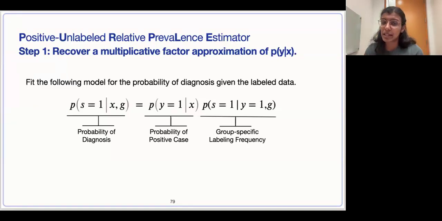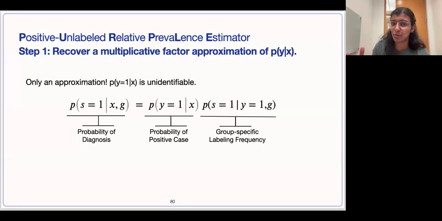So what these assumptions can give us is a probabilistic model of diagnosis. Basically, what we do in the paper is apply these assumptions to simplify this conditional probability on the left to equal what I've written out on the right. And you can refer to the paper for the exact derivation. And what we do is we break the probability of diagnosis into two terms, the probability of a positive case and the group-specific labeling frequency.